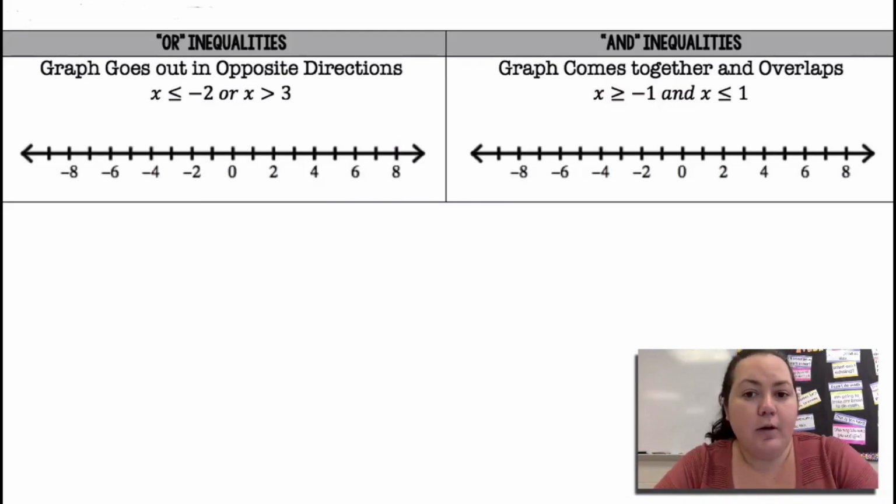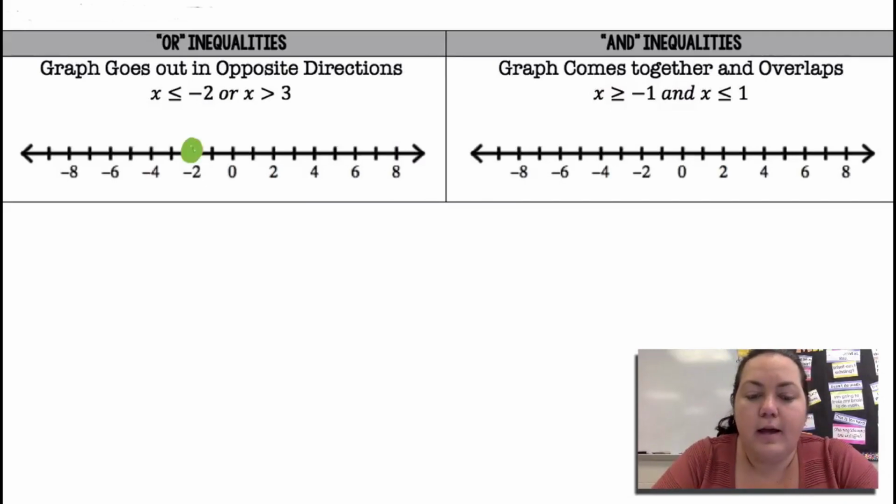For compound inequalities, there are two types: or inequalities and and inequalities. For the or, when you graph it, the graph is going to go out in opposite directions. Okay, so we have x is less than or equal to -2 or x is greater than 3.